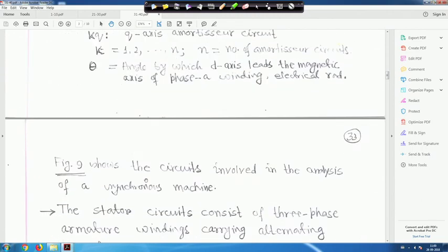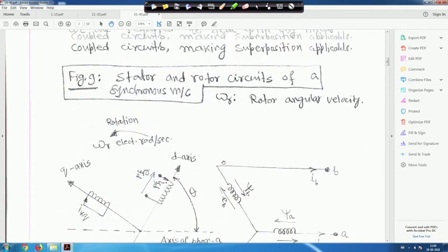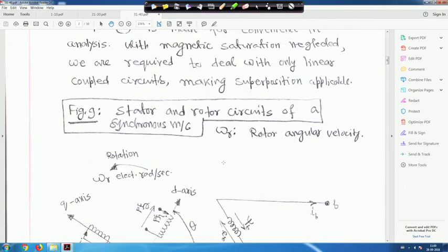Now, figure 9 shows the circuit involved in the analysis of a synchronous machine. This is your figure 9, and this figure is not at the bottom, I have marked it at the top. And omega r is the rotor angular velocity.